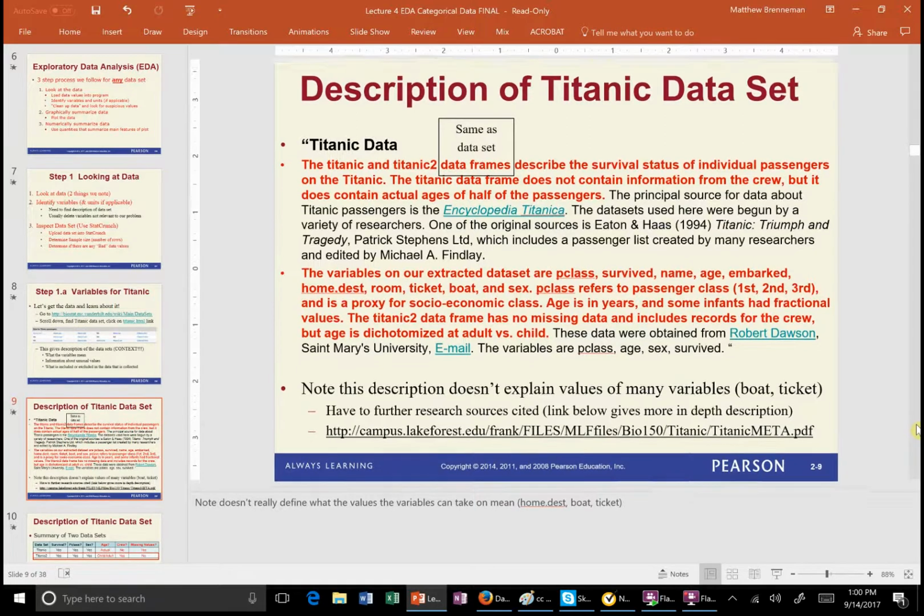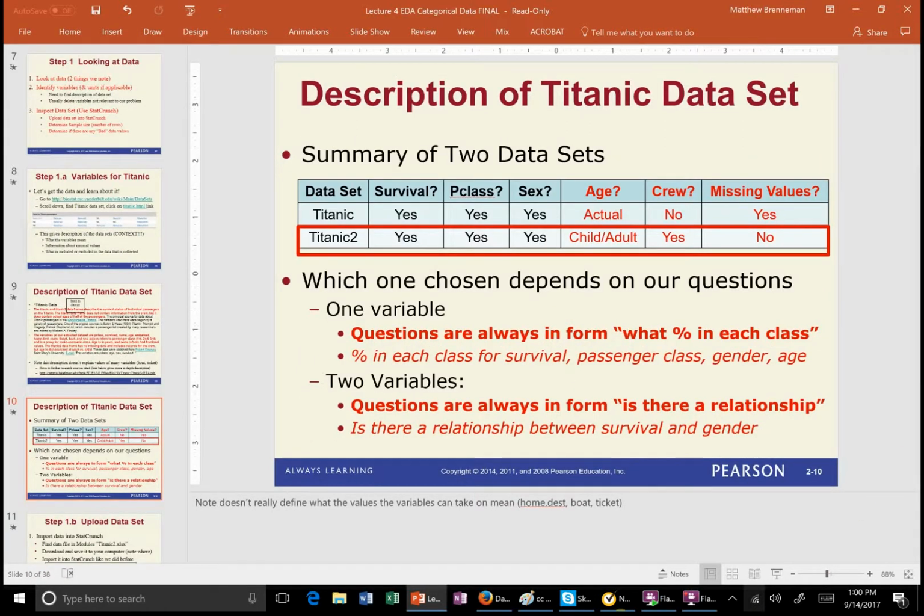Okay, so now we have a little bit of information, okay? So let's go ahead and look at these two data sets. There's a data set called Titanic and one called Titanic 2. And the question is, which one do you want to choose? It depends on what you're interested in.